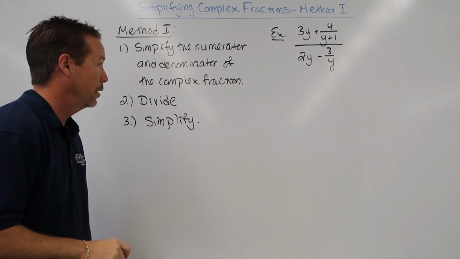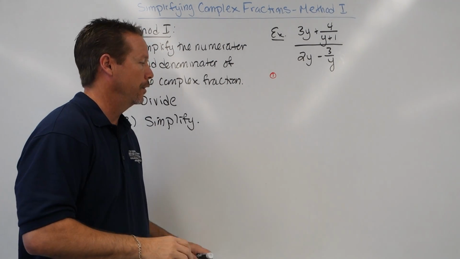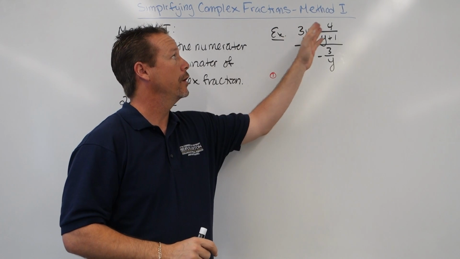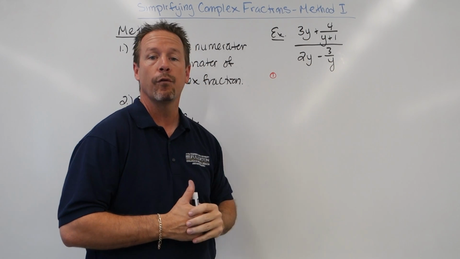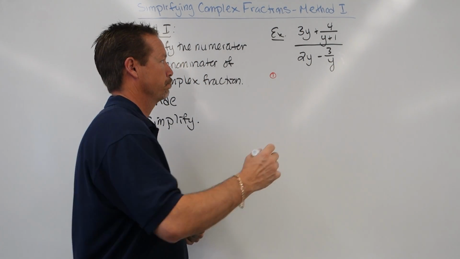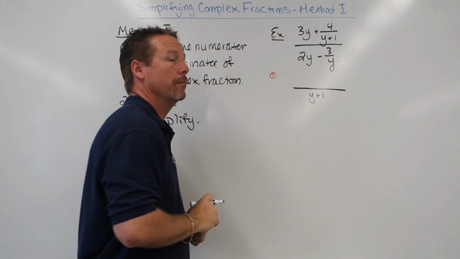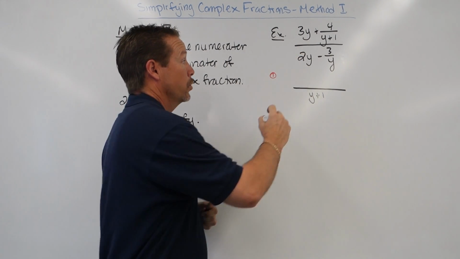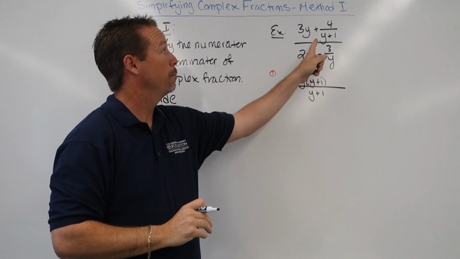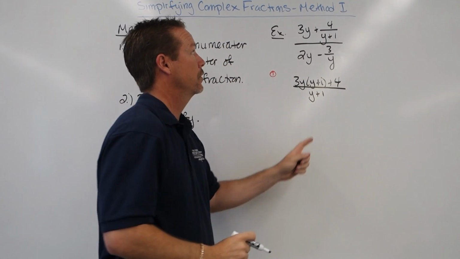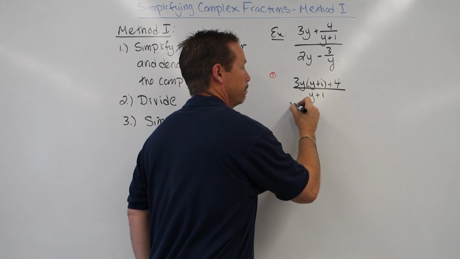So the first step, step number 1, would be to simplify the numerator and simplify the denominator of the complex fraction. Looking at the numerator by itself, the LCD of these two expressions, 3y and 4 over y plus 1, would be y plus 1. So I'll multiply 3y times the LCD y plus 1, plus 4, since this expression 4 over y plus 1 already has y plus 1 as its denominator.